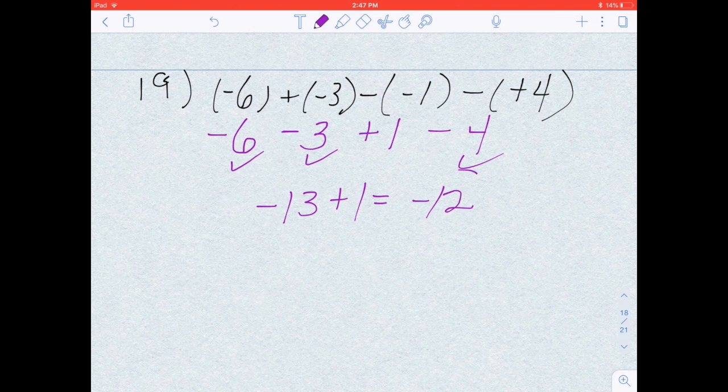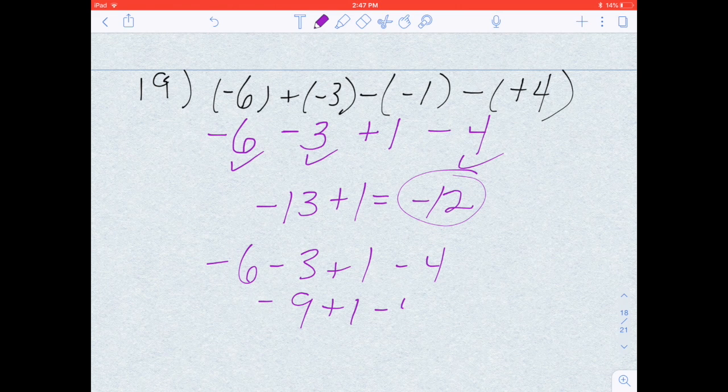If you did it the other way and did them in order, it would look like this. Negative 9 plus 1 minus 4. That gives me negative 8 minus 4, and that gives you negative 12. Either way works, it's just 2 different options.